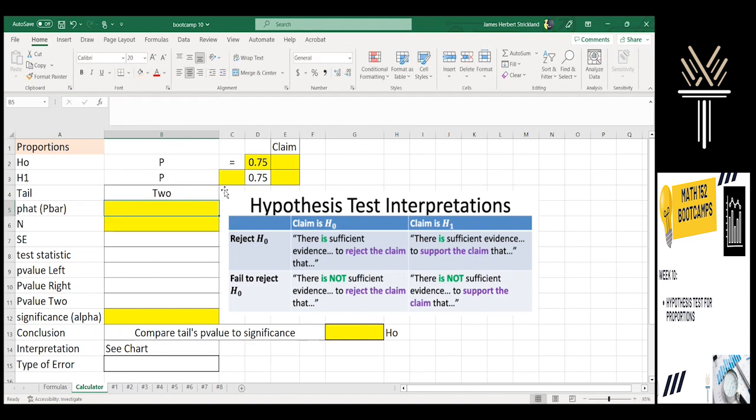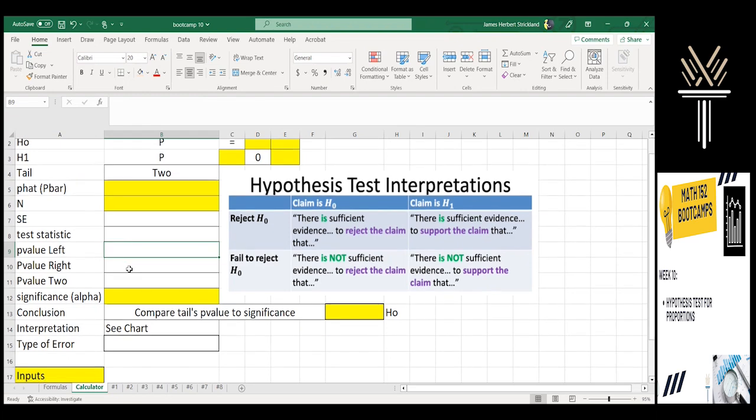So right now it says 2 because there's nothing there, but if I put greater than, notice it automatically tells me I'm doing a right tail test. If I put less than, it now says I'm doing a left tail test. So this tail is determined by the alternative statement. Doesn't matter what I write anywhere else, whatever I put here will tell me what tail I want. So it's reading that box.